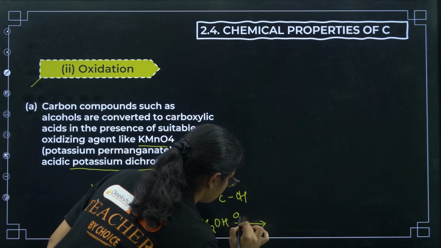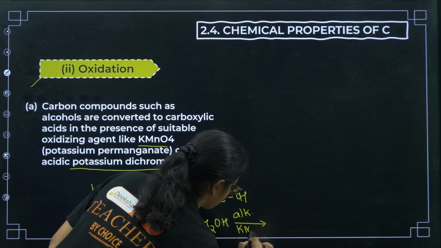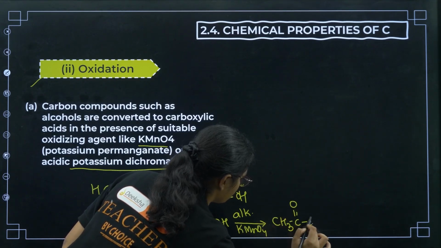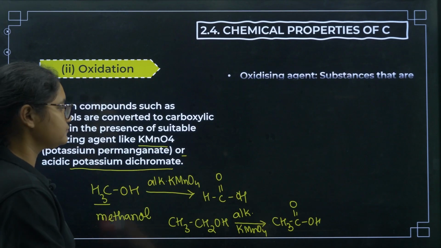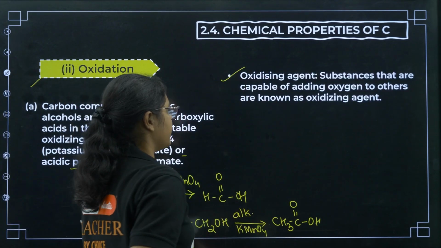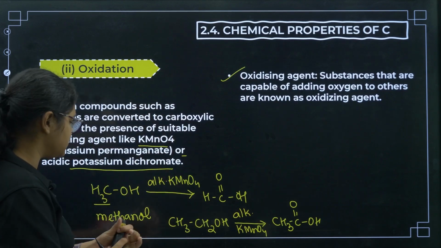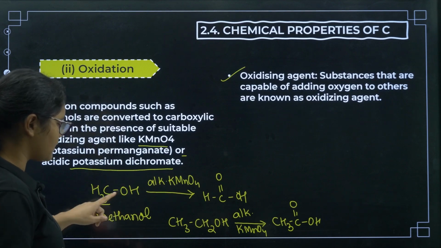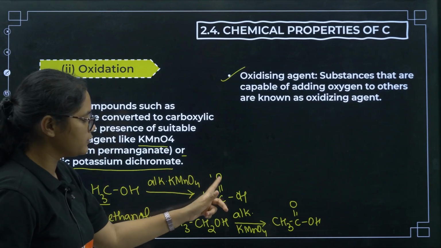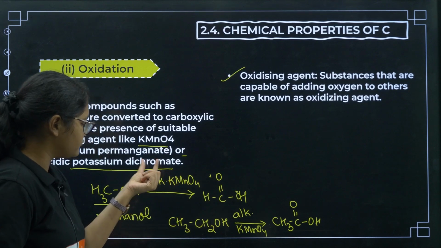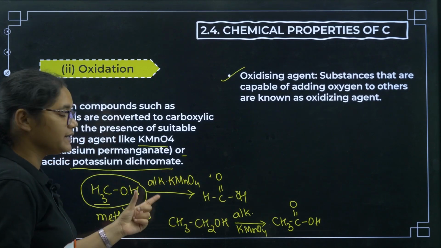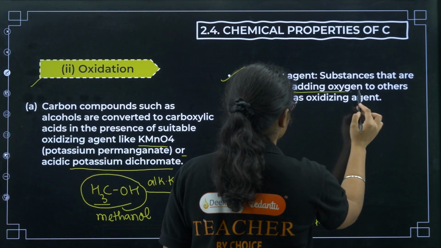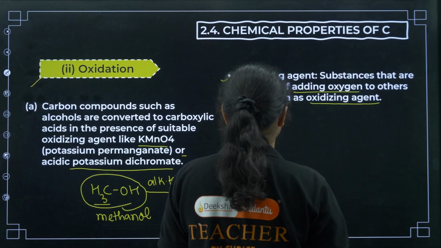If you react it with alkaline KMnO4, you will get CH3COOH, okay, fine. Now what is an oxidizing agent? You can see alkaline KMnO4, what it is doing in this reaction: it is adding oxygen. In this compound there was only one oxygen, right? Now in the product there are two oxygens. So alkaline KMnO4 is adding oxygen to this one, and that is why it is behaving as an oxidizing agent. Substances which are capable of adding oxygen to others are known as oxidizing agents.